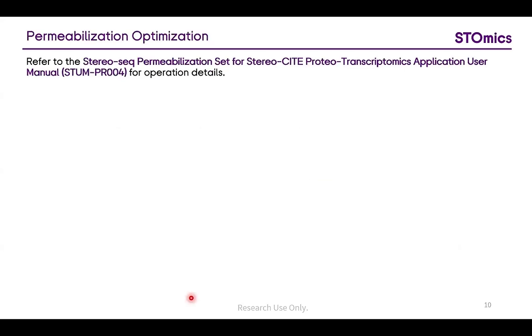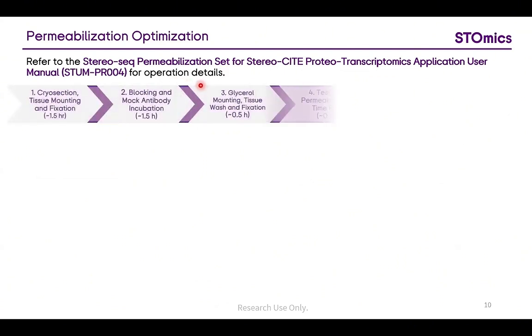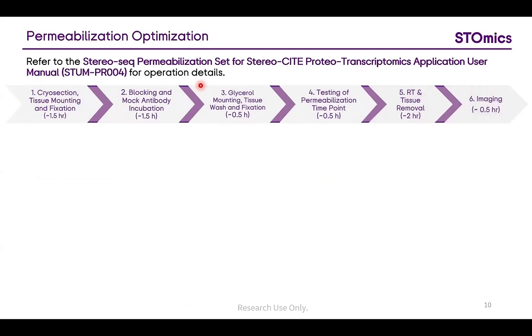Another important part of the experiment is the permeabilization optimization. This will require our specific Stereo-CITE permeabilization set and a Stereo-CITE P-chip. And we have the user manual respectively for the operation details. In brief, we will also need to cryosect our section first, mount it on our P-chip and fix it, and this takes up around 1.5 hours.